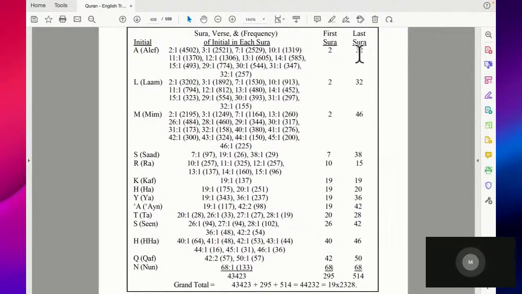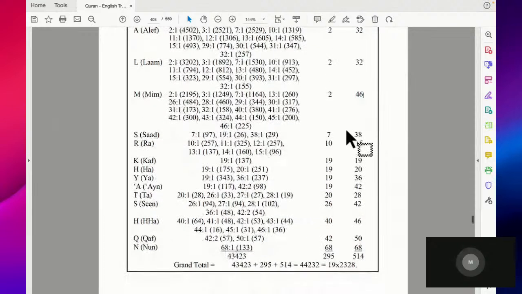The last column on the right is the last surah in which that initial letter occurred. For example, for Aleph, the last surah in which it occurred is Surah 32, and you see it here, Surah 32. For Lam, the last surah is Surah 32, and it has been mentioned here as well. For Mim, the first place was Surah 2, and the last place was Surah 46. So it has been clearly mentioned as first surah and last surah.